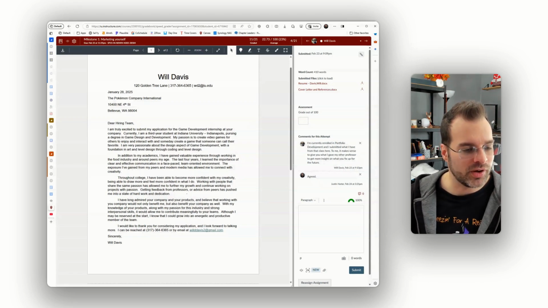That's really hard to quantify. I don't even know how I'd measure that. I don't even know how I would even feel that. "Although I may be reserved at the start, I know that I could grow into an energetic and productive member of the team." Interesting phrasing for that.